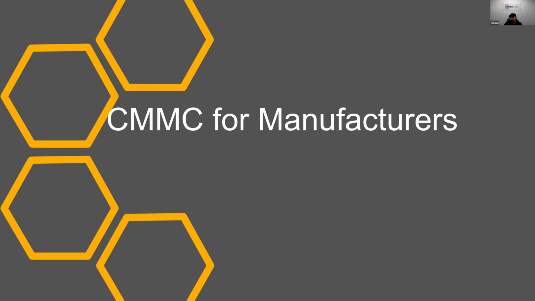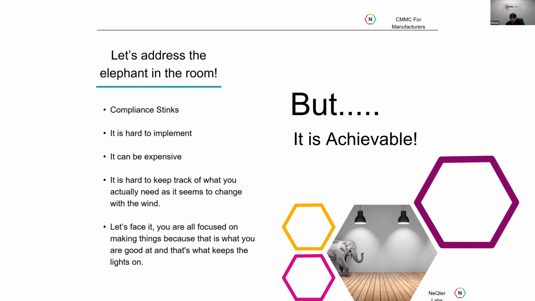So how are people meeting compliance? Let's first address the elephant in the room. Compliance stinks. It's hard. It can be expensive. It's hard to keep track of what you actually need because it seems like it changes with the wind. Really and truly, the requirements are the same, but the timeline has changed for CMMC quite a bit. But NIST is still a requirement, NIST 800-171, and that will be your jumping point for CMMC when it comes time for an assessment. And let's face it, you're all focused on making things because that's what you're good at and that's what keeps the lights on. So this is probably not a priority, but it needs to be.